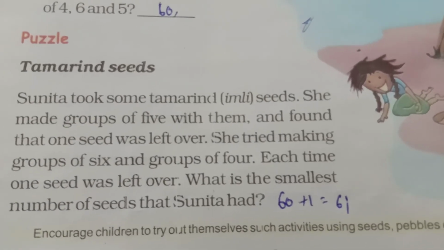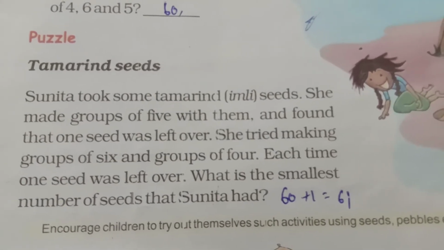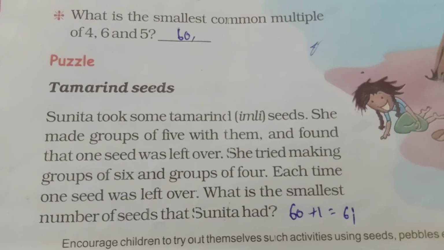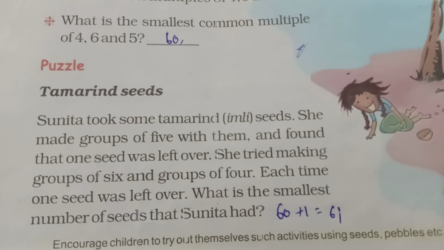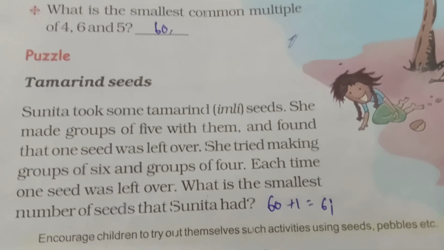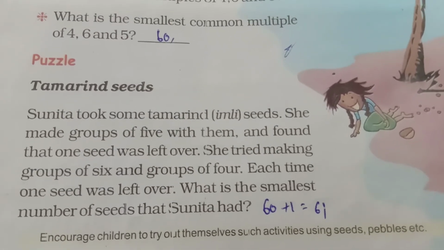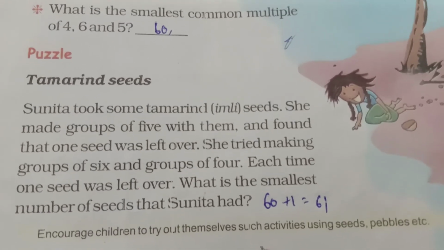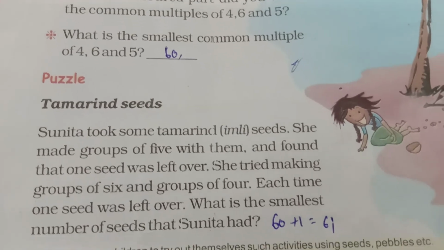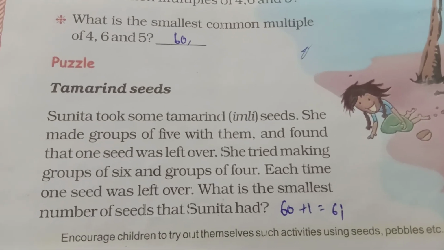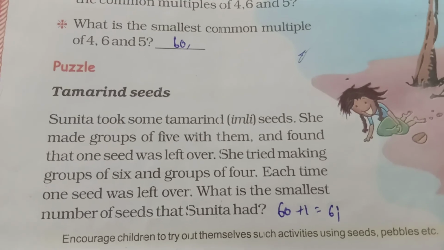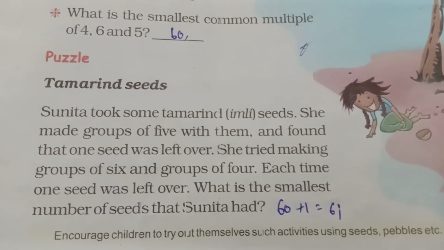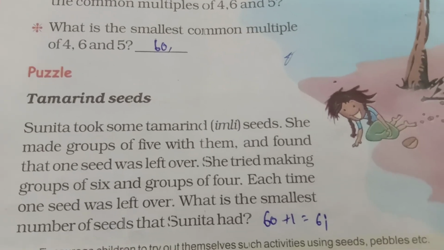Suppose if 2 seeds are left over every time, then how many seeds are there with her? 60 plus 2, it is 62. If 3 seeds are left over, how many seeds are there with her? 60 plus 3, it is 63. Like this, first we have to find the least common multiple of those numbers, that is 4, 6 and 5. To that you add 1, thereby we can find the number of tamarind seeds which Sunita had. Is it clear, children?